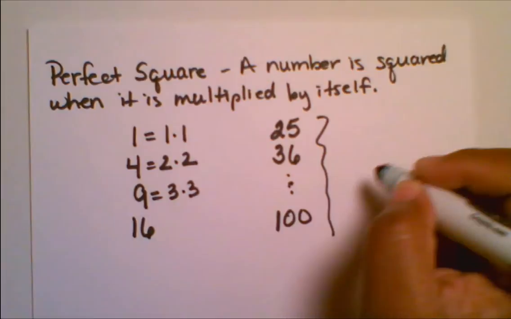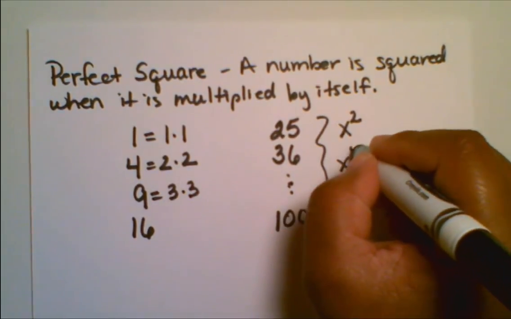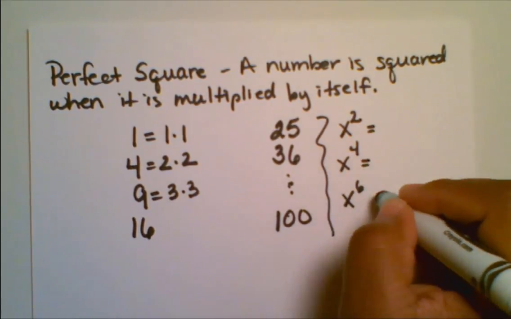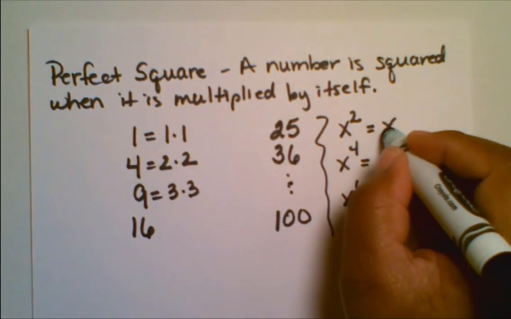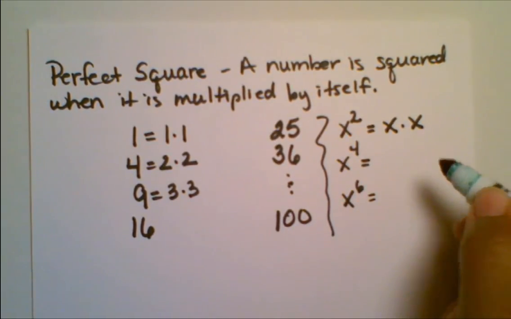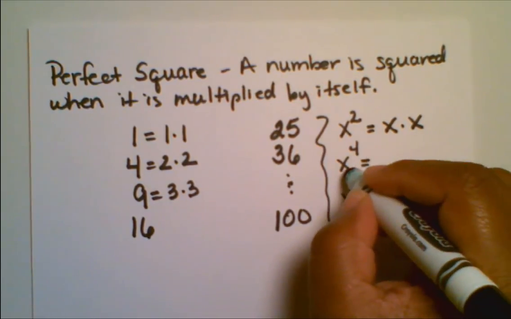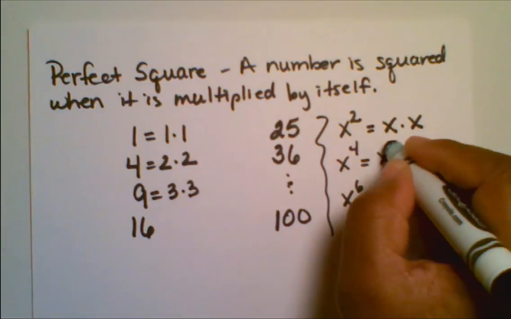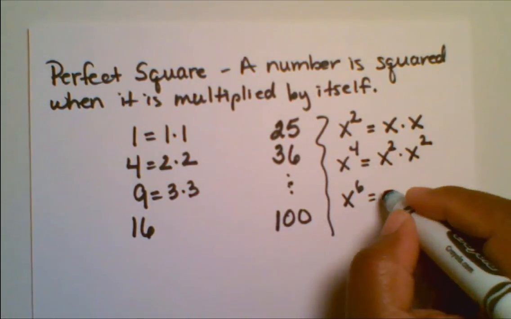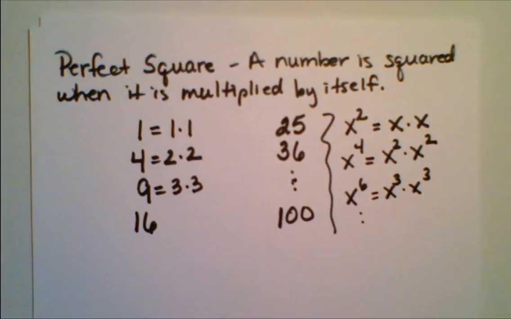It doesn't have to be numbers, it can be variables: x squared, x to the fourth, x to the sixth. When the power is a multiple of 2, we can find the identical factor. What makes x squared a perfect square? x times x. What makes x to the fourth a perfect square? x squared times x squared. What makes x to the sixth a perfect square? x cubed times x cubed. And we can keep going.